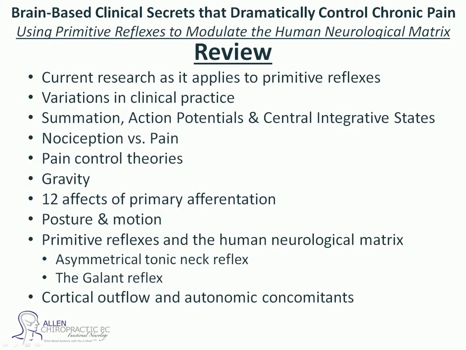Let's review. We talked about current research as it applies to primitive reflexes. We talked about variations in clinical thinking. We talked about summation, action potentials, and central integrative states, nociception and pain control theories. We talked about the effects of gravity on the human nervous system, 12 effects of primary afferentation. We talked about postural and motion primitive reflexes. We talked about primitive reflexes relative to asymmetric tonic reflex display, Galant reflex, and cortical outflow and autonomic concomitants.